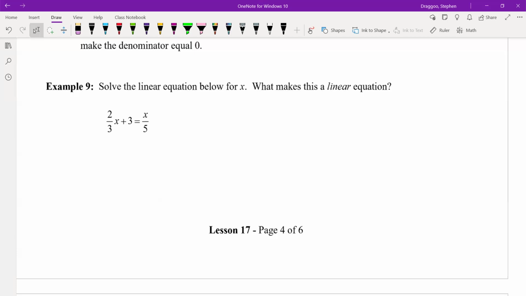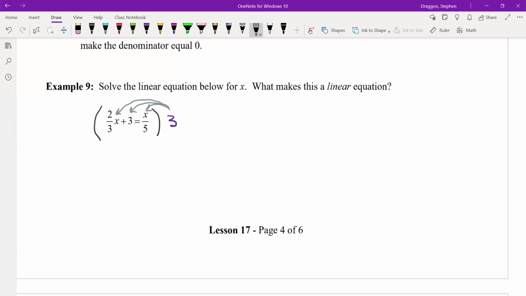I've got 2/3 x plus 3 equals x over 5. And what I'm going to want to do is just start multiplying all my denominators out by multiplying both sides by my denominators. Now let's take this one step at a time at first before ultimately combining the steps. I'm going to start by multiplying everything by 3 to get rid of my denominator of 3. If I do that, that 3 again needs to go to every term.